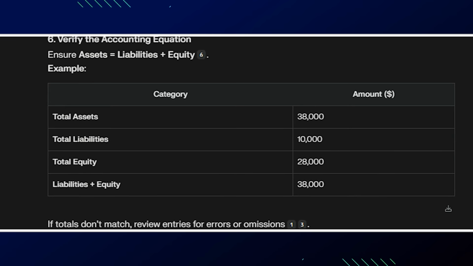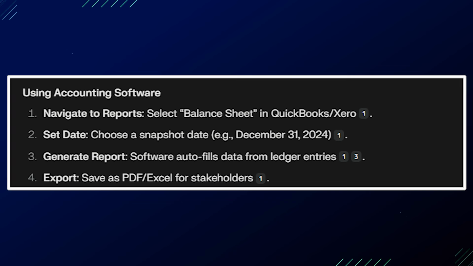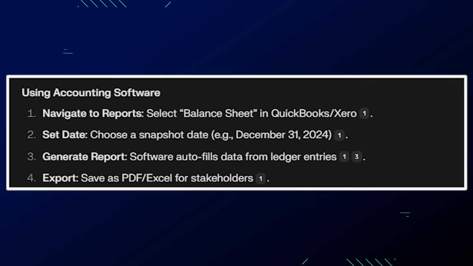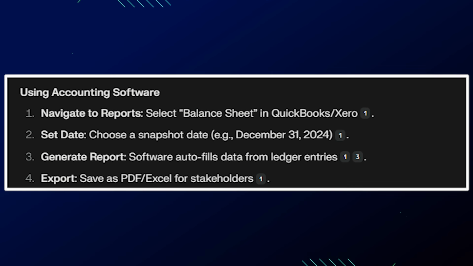Using accounting software, navigate to reports and select balance sheet in QuickBooks, for example. Set the date. Choose a snapshot date like December 31st, 2020, whatever. Generate the report. The software autofills data from ledger entries. Export and save a PDF or Excel for stakeholders.